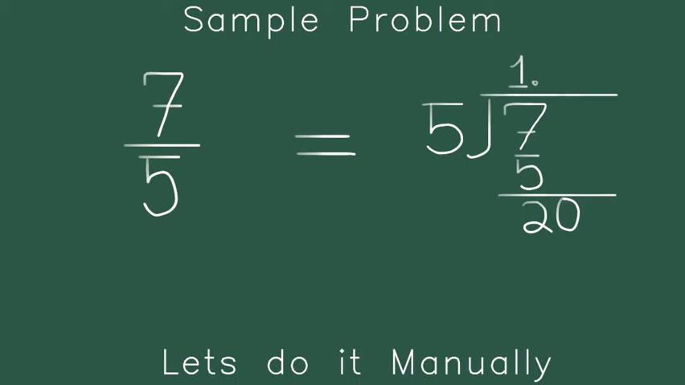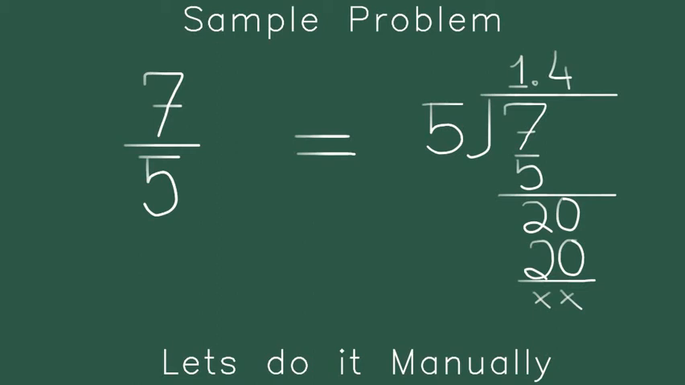Now we have 20. We do know that 5 times 4 is equal to 20, right? So we write that 5 times 4 is equal to 20, and when we subtract these two, we get nothing in the end. So it's a complete division right there, 1.4. And as you can see, we get the same result.